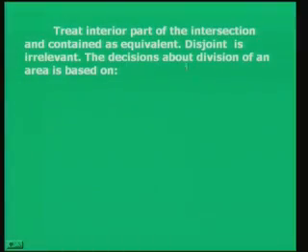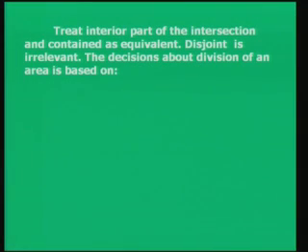So, that is the first step. We do not worry about the disjoint case at all, it is irrelevant. Whenever we find a disjoint case, we will not worry about that polygon at all. And the decisions about division of an area, remember we are talking of an algorithm which is based on area subdivision. So, you have to divide an area is the question. When do you divide an area? That is the criteria which we will talk about.